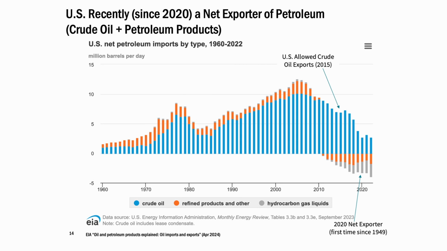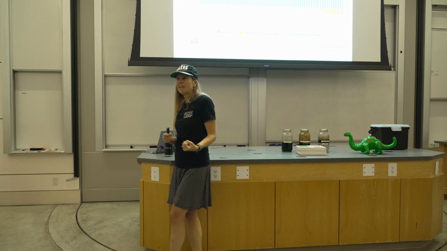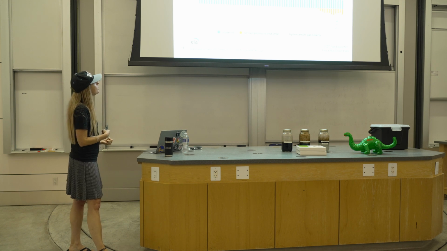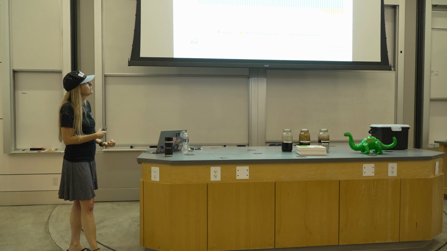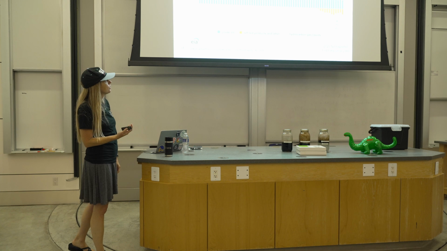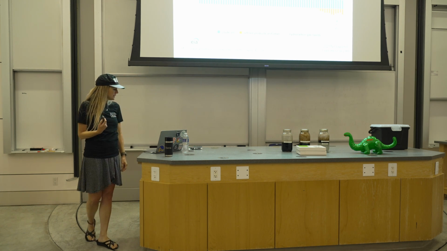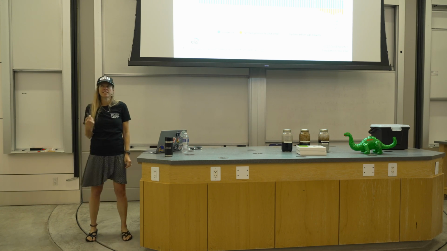What does that mean? That means if we looked at both crude oil plus the refined products that we export. So we're not just talking about crude oil, we're talking about the crude oil plus the gasoline and diesel and other products that we export. We are now a net exporter. So also a relatively new place for the United States to be in terms of being a net exporter of oil and refined products. All right, any questions on that?